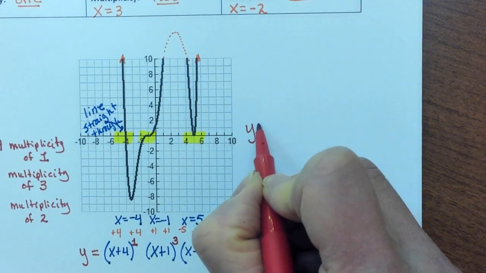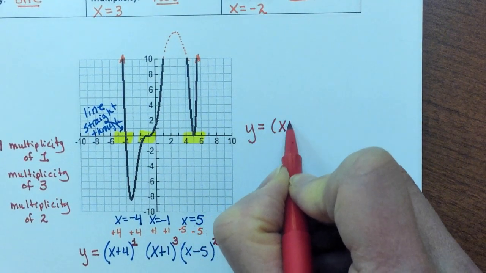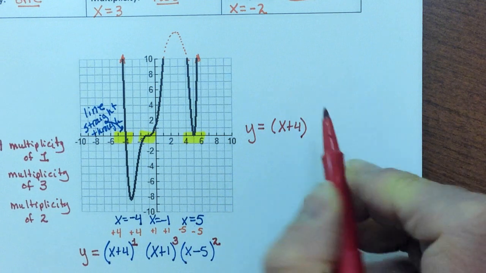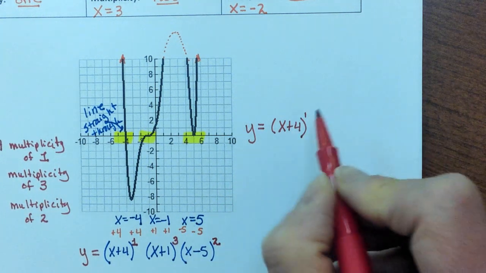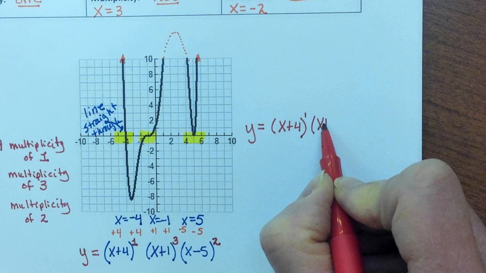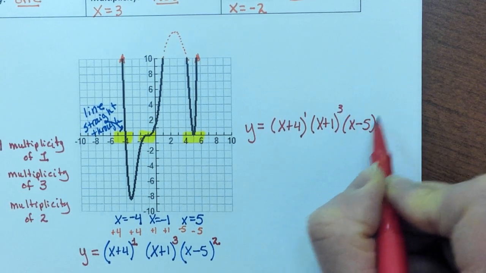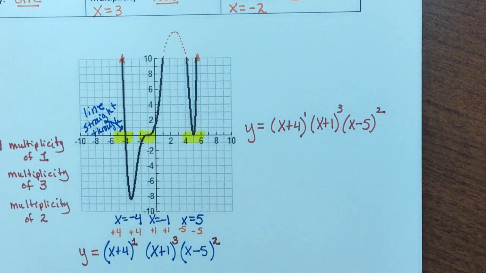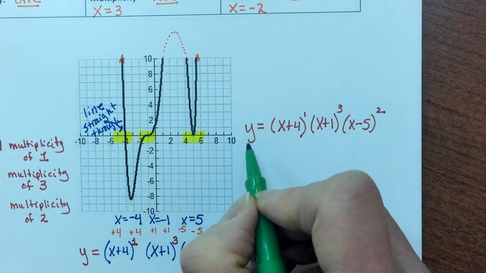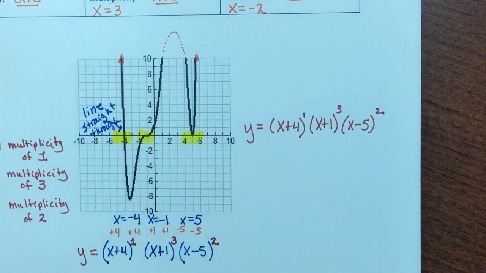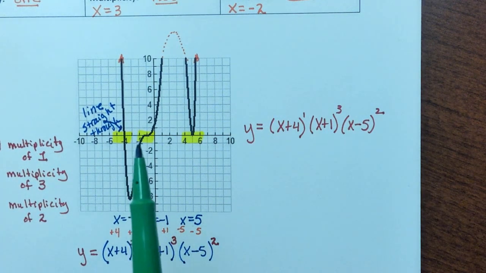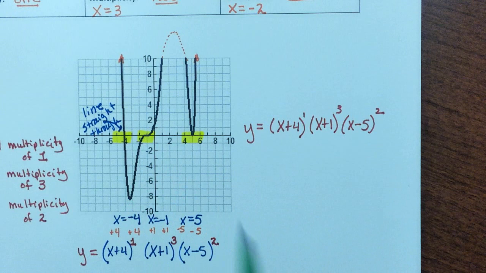So in factored form, this is what would graph this equation. Something very similar. So it would be x plus 4. I could write the power of 1, but I don't need to. x plus 1 cubed and x minus 5 squared. Now I'm not going to multiply all that out because now that I look at it, I'm like, wow, that's a lot of multiplication. But I can tell you what degree function this is, and I can tell you whether or not it's going to be positive or negative.